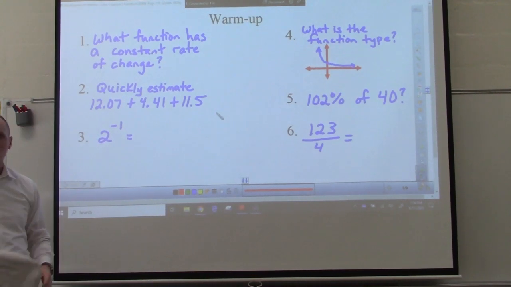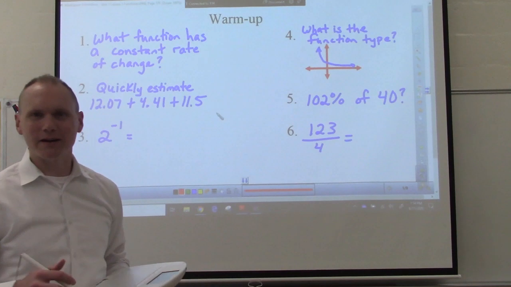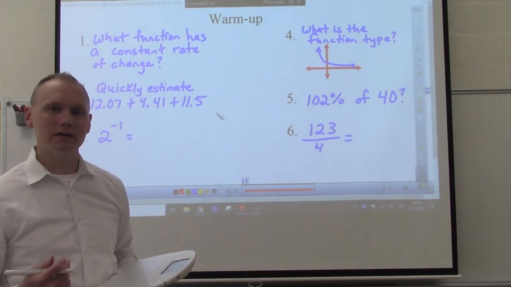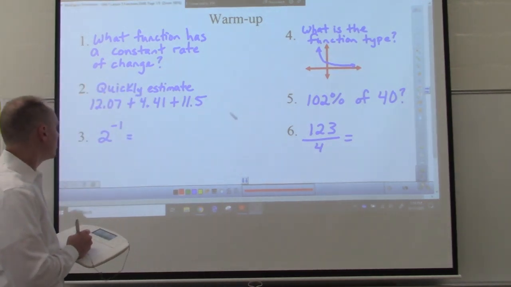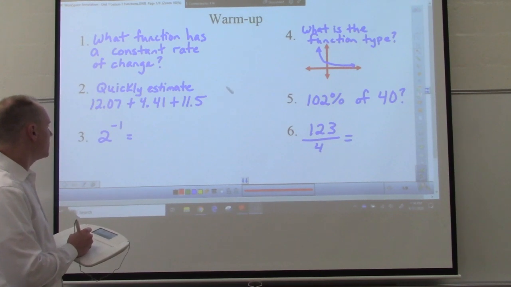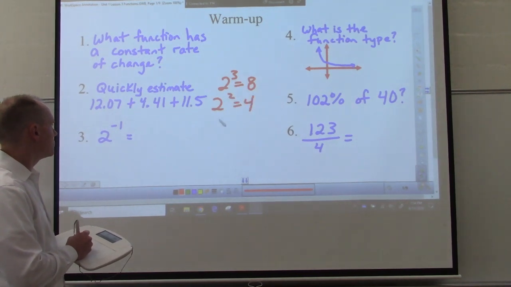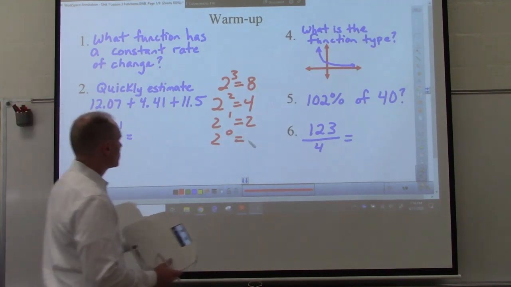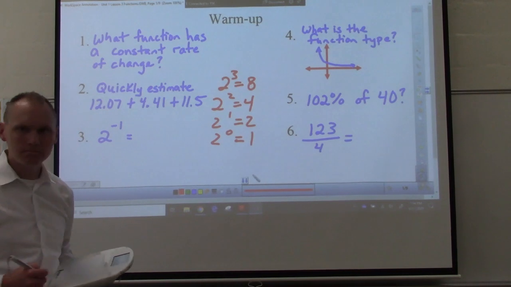Let's take a look at number 3. 2 to the negative 1 power. I kind of threw this on there to see if you could take the pattern that we looked at last time and extend that. And let's see what we get. Remember the pattern we saw last time was, let's see, 2 to the third is 8, 2 squared is 4, 2 to the first is 2, 2 to the 0. Remember, we're dividing by 2 each time, and so 2 to the 0 we said was 1 by definition.